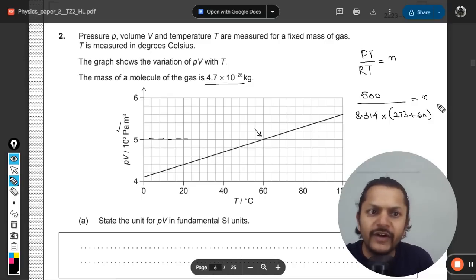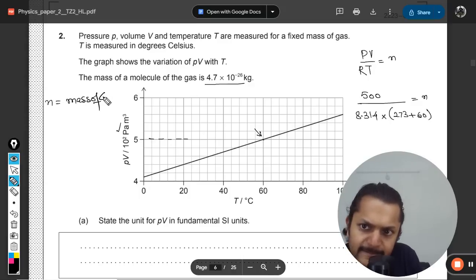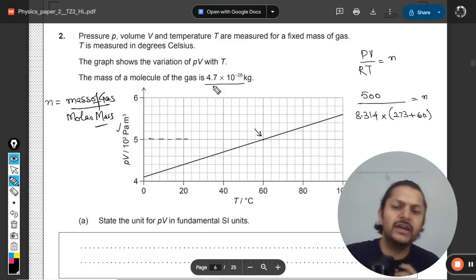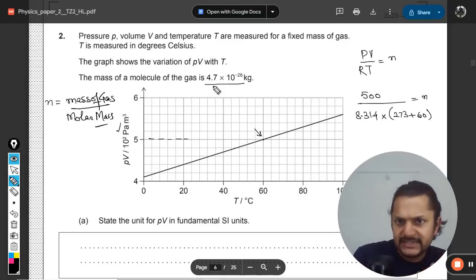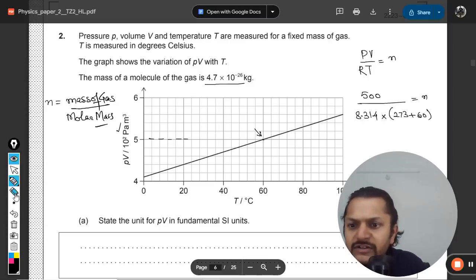Now we want to find the mass. So number of mole can also be defined as like the mass of the gas divided by molar mass. So the molar mass is not given, by the way. How are we going to find the mass? Okay, so mass of one molecule is given.